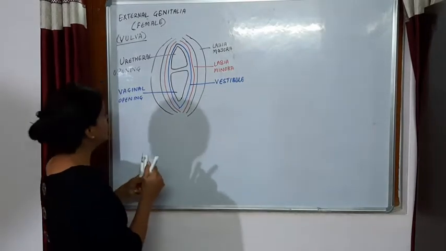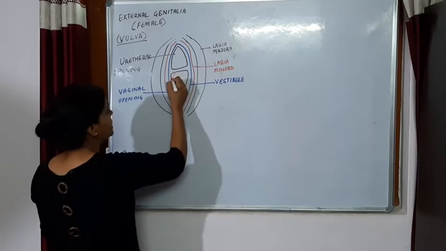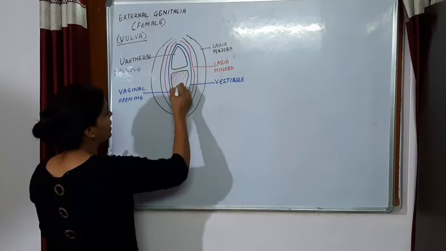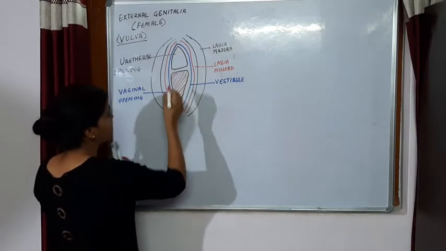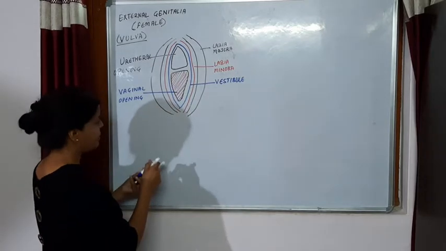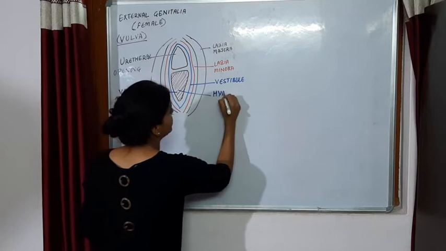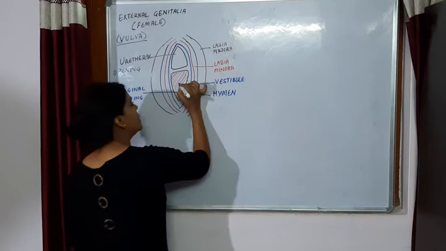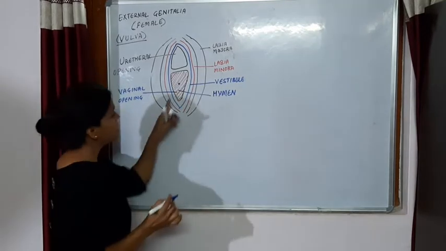Next to this other structure, this vagina is partially covered by a thin layer, and this layer is called the hymen, right? And this hymen has a small pore, like I have drawn in blue. So this is a pore.